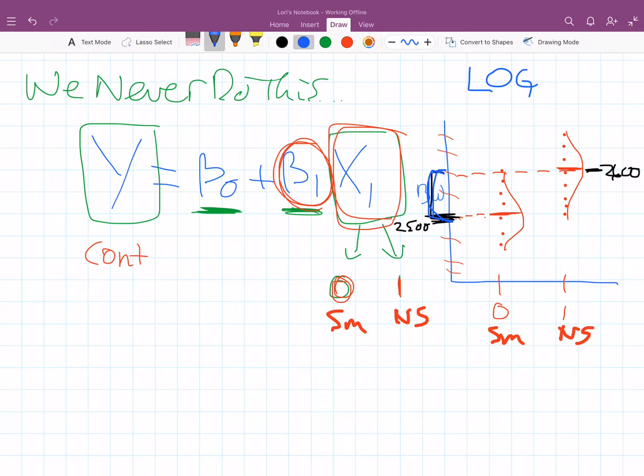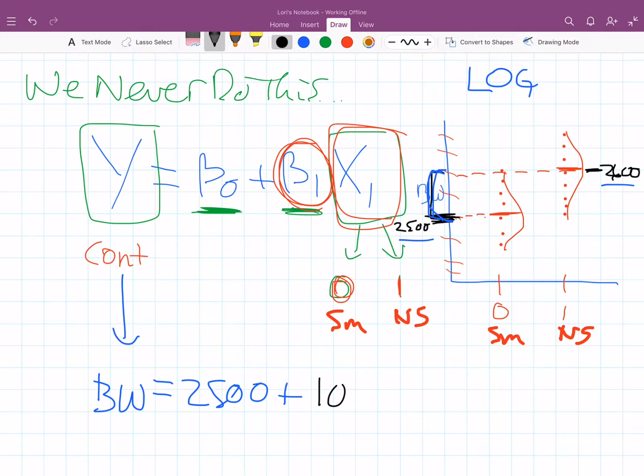And so what we end up with in our equation, and I'll just draw it down here, I'll say birth weight is equal to 2,500 grams plus, and here's the difference between 2,500 and 2,600, plus 100 times x1. That's supposed to be a 1, sorry.